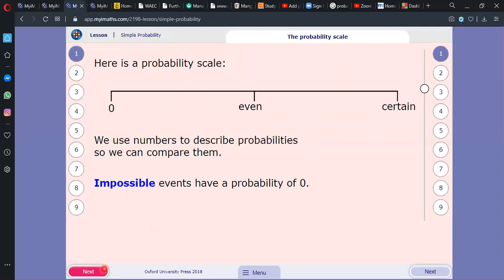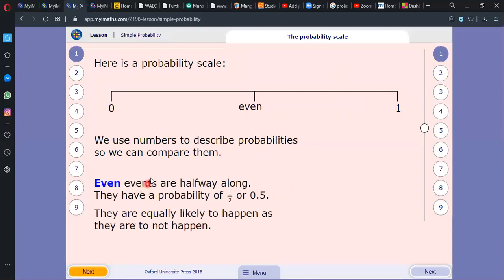All right. Now, if the event is definitely certain, that means it's going to happen, whether you like it or not, we say that the probability is 1. So in my probability scale, we change that to 1. No more words, but numbers now. If the event is halfway, the even chance, the 50-50 chance, then we have a probability of 0.5, which is half. We know from the words already that when it is halfway, a 50-50 chance, it is equally likely to happen as not to happen. So we're going to change the even in the middle here to the number half, or 0.5.